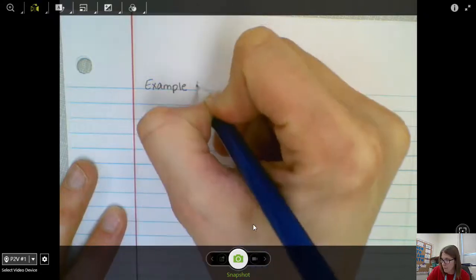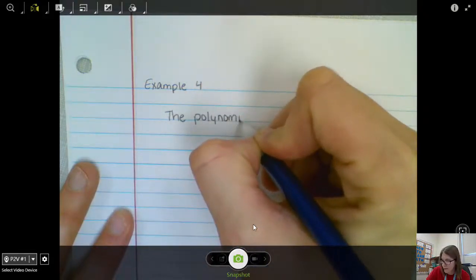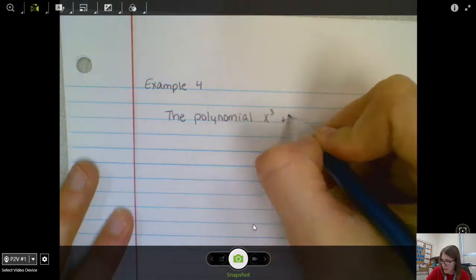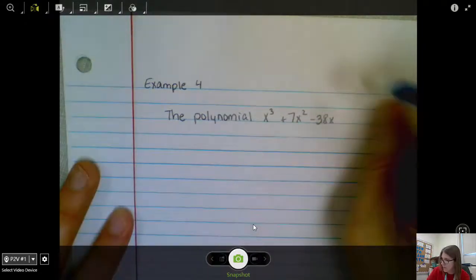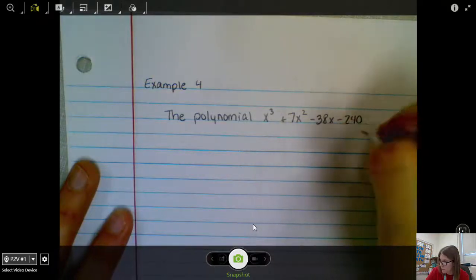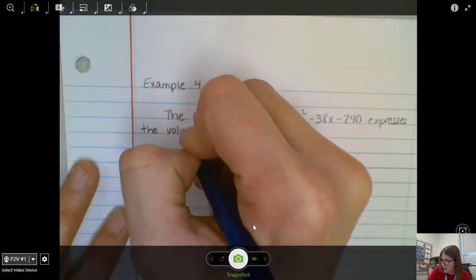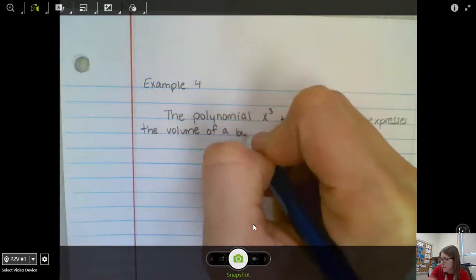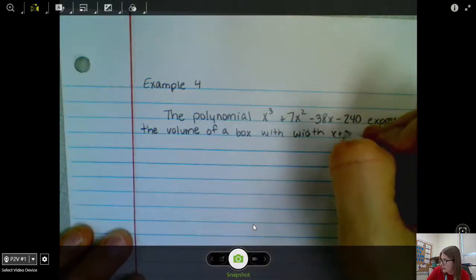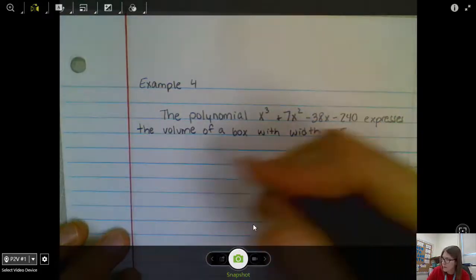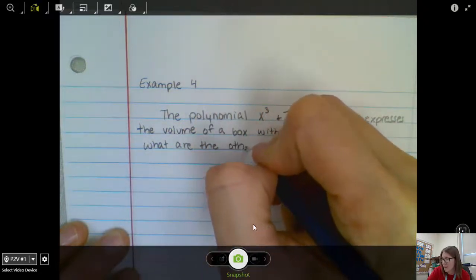We'll call this example 4. The polynomial x cubed plus 7x squared minus 38x minus 240 expresses the volume of a box with width x plus 5. We want to find what are the other dimensions.